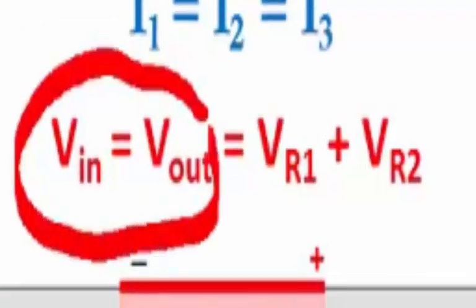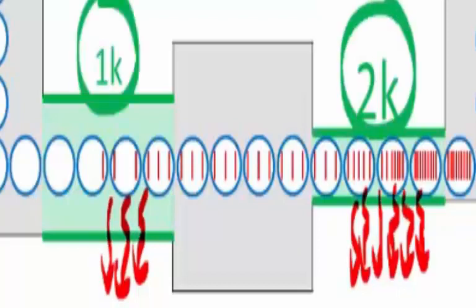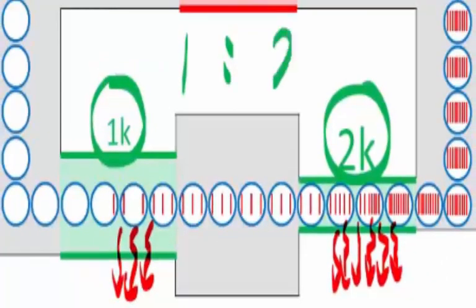And the amount of energy that the battery puts in is equal to the amount of energy that the circuit's resistors take out. And how the circuit's resistors remove that voltage or share that voltage between them is determined by the ratio of the resistance. So in this particular circuit, 1K is half of 2K, or we can say 2K is double 1K. The ratio of the resistance is 1:2.